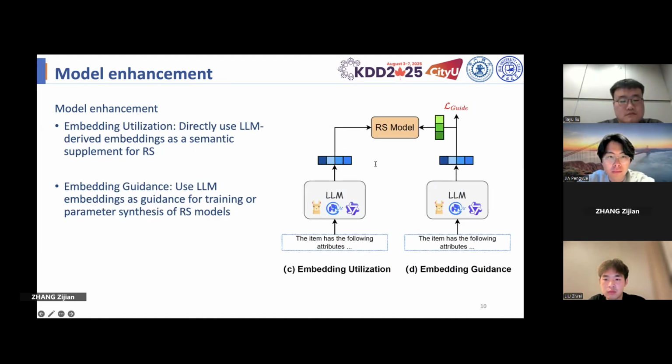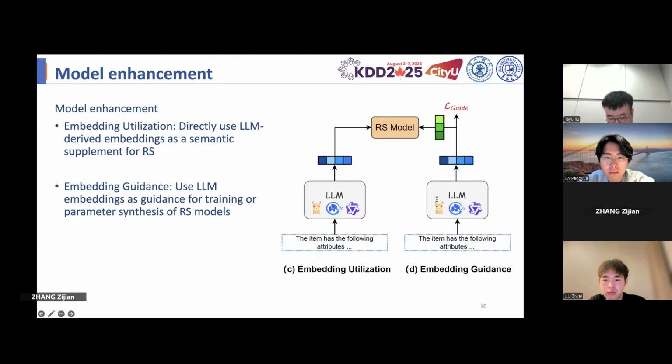Continuing with model enhancement, this slide presents the third and fourth subcategories. On the left, we have embedding utilization. In this approach, embeddings derived from LLM, such as the hidden states of the last transformer layer of the LLM, are directly utilized to enhance traditional RS as a semantic supplement. The diagram shows the LLM outputting embeddings which are then fed into the RS model. This line of work can be categorized into user-only, item-only, and user and item based on the aspects LLM embeddings addressed in the traditional RS.